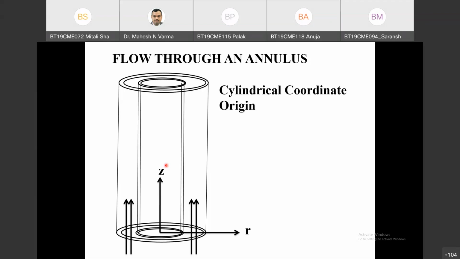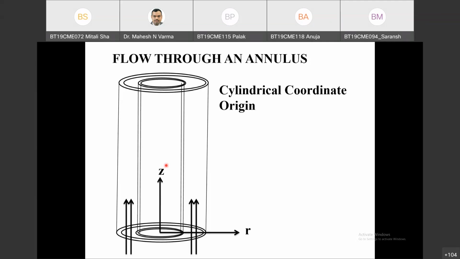Can you expect what kind of velocity profile you will be getting? What kind of flux profile? Expectation is very, very important. Before going into the model equation, you should expect what kind of velocity profile you are getting here. What kind of velocity profile is expected?